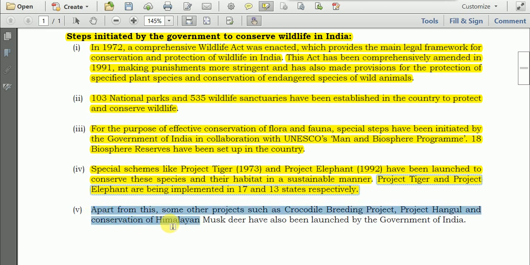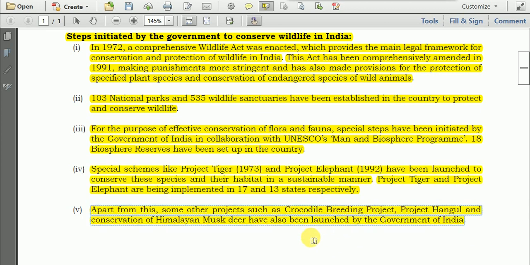See here, apart from these, some other projects such as the crocodile breeding project, Project Hangul, and conservation of Himalayan musk deer have also been launched by the government of India. So in addition to the projects mentioned above, other projects like the crocodile breeding project, Project Hangul, and the conservation of Himalayan musk deer have been launched by the government to conserve these species.